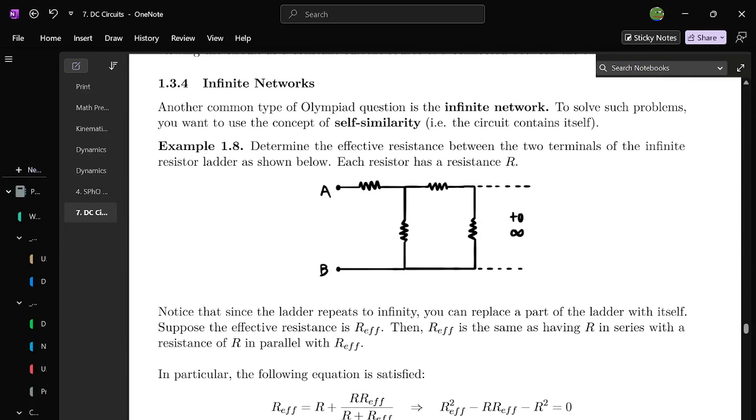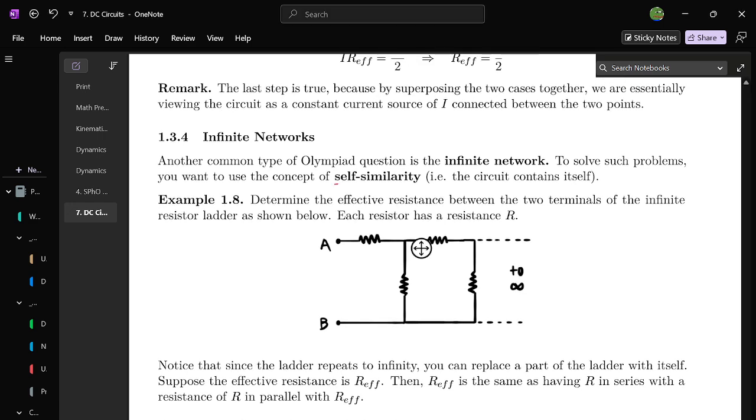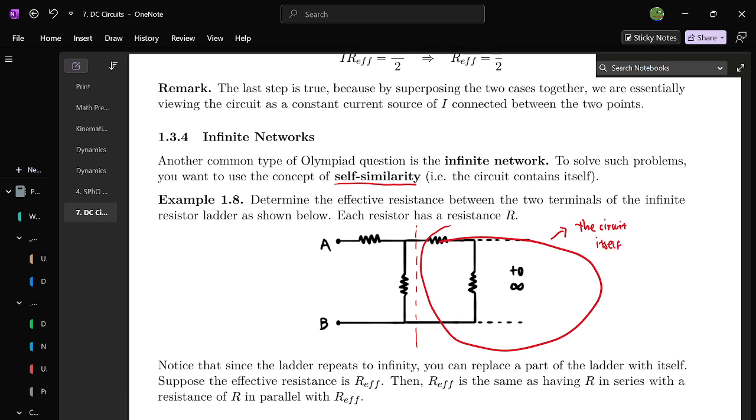The next type is on basically self-similarity in infinite networks. So what is self-similarity? Self-similarity just means the circuit contains itself. So you can see here this infinite circuit. Well, clearly it contains itself because if we cut it here, then everything here is just the circuit itself. So the circuit literally contains itself.